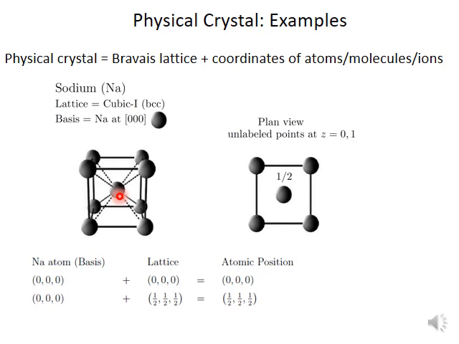Since the basis consists of a 0, 0, 0, with the two lattice points which describe the conventional unit cell, you just have to add a 0, 0, 0 to each of them, and what you get are the atomic positions of sodium for this sodium crystal. So in this conventional unit cell, you have a sodium atom here and a sodium atom here in the center.